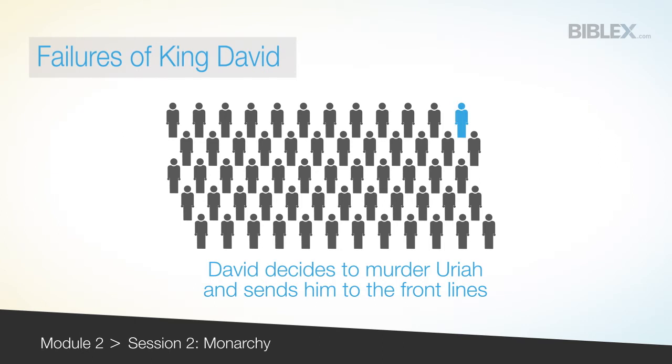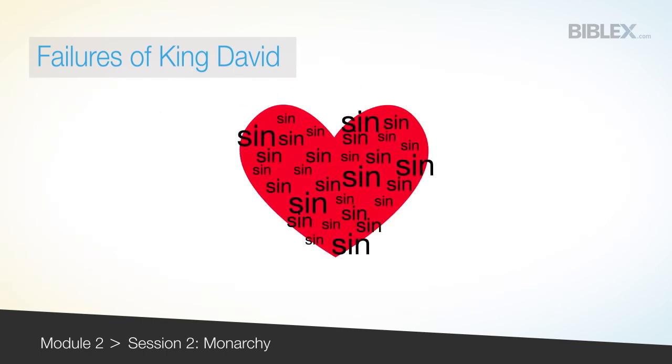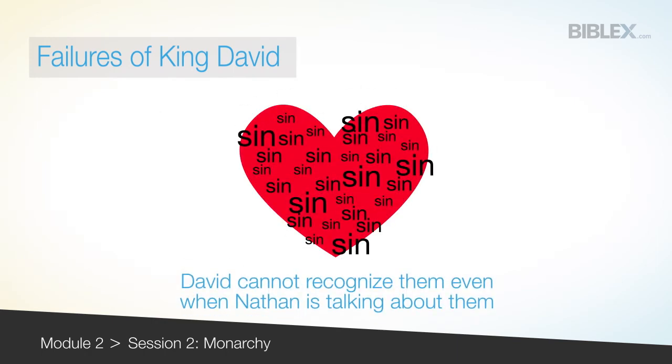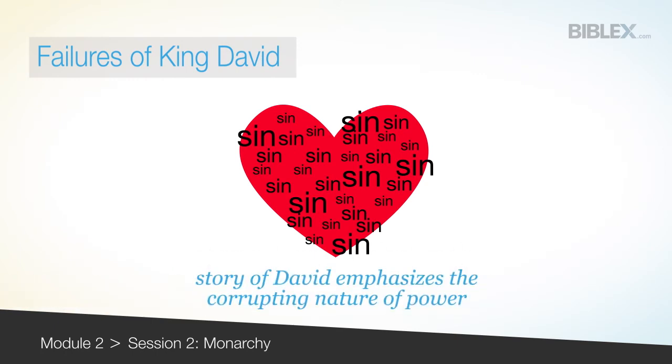Throughout this passage, you should note not only the multiple failures of David, but also the way Uriah is the opposite of David. Uriah is everything David should be. Uriah is with his people. Uriah has self-control. Uriah is honest. Uriah is self-sacrificing. David's failures are eventually found out when he is challenged by the prophet of God, Nathan. David's sins so cloud his heart that he cannot recognize them even when the prophet Nathan is talking about him. The story of David, as with the story of Saul, emphasizes the corrupting nature of power.